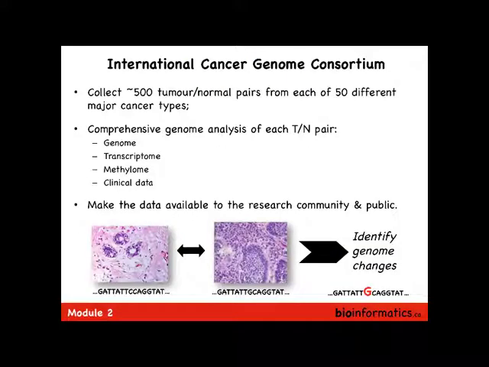The ICGC had basically one goal: to sequence tumor-normal pairs from 500 individuals for 50 different tumor types, and for each of these to look at the genome, the transcriptome, the methylome, and the clinical data, and to follow the clinical data over time so that we could use the genomic information to predict outcomes of the disease, and to make this data available to the research community and to the public.